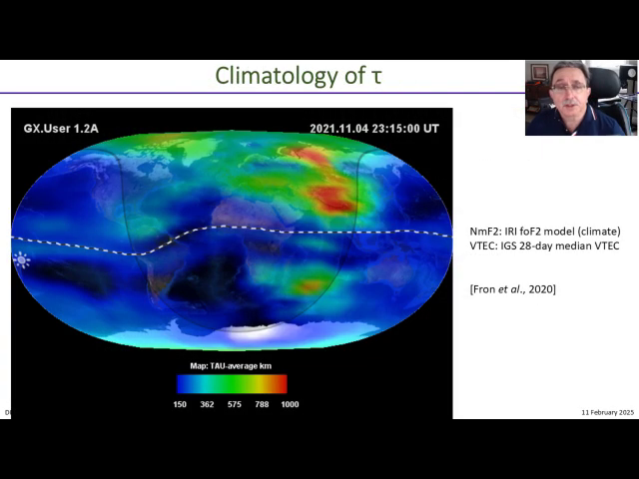Now on to the data quality considerations. Here's a sample of the quiet time tau computed using IRI for NmF2 and IGS, the GNSS service, 28-day average VTEC.